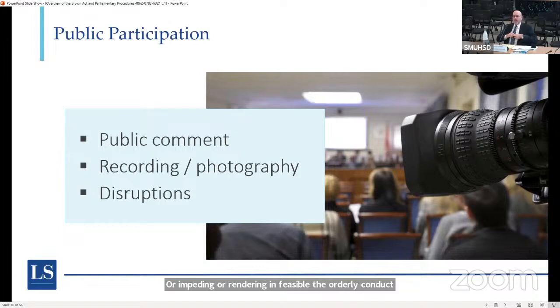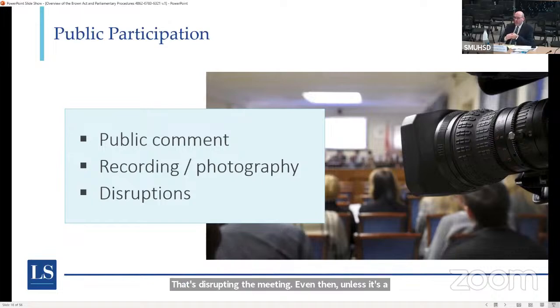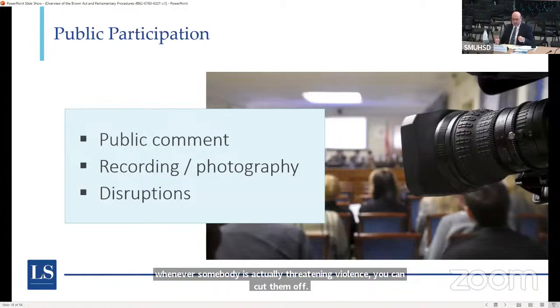Okay? So that means they're shouting you down. I think of another school district in the Bay Area that had people rush the board physically because they were upset about something. They had to put up police barriers in front of them. That's disrupting the meeting. Even then, unless it's a threat of violence, which is the one exception, whenever somebody's actually threatening violence, you can cut them off. You can call the police. That is not protected speech.